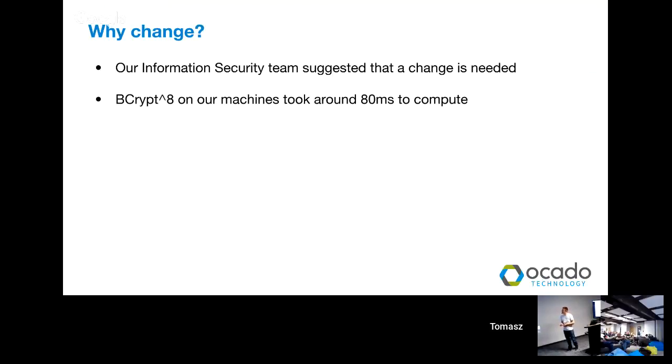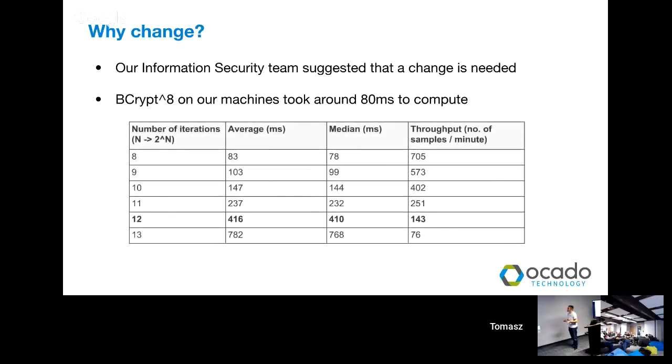Okay, so we did some tests, and at that point bcrypt with a cost parameter of 8 on our machines took around 80 milliseconds to compute, pretty fast. So we did a comparison to see if we can go higher and increase our safety. Having these figures, we decided that an average of half a second is something that every customer probably won't even notice, but it will increase our safety. So we decided, okay, bcrypt with a cost of 12 looks cool.